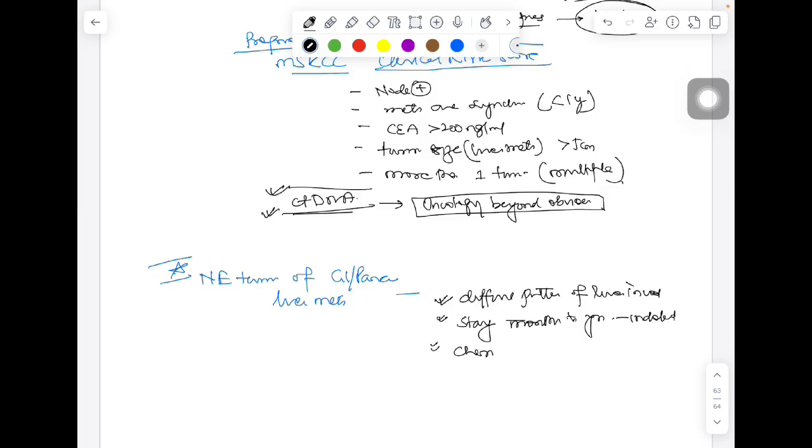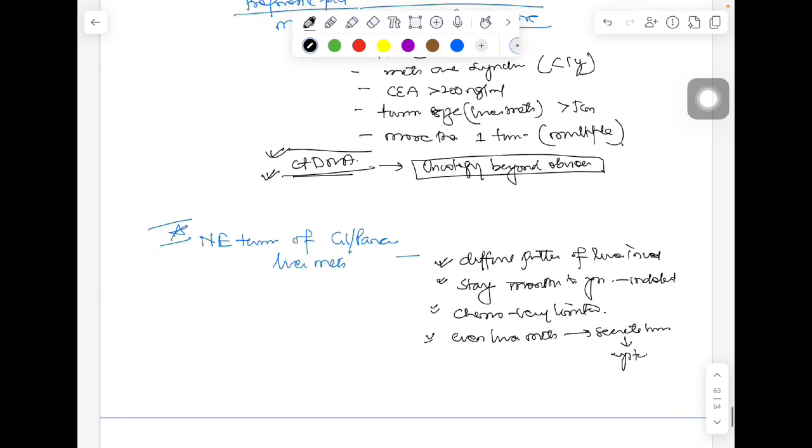The chemo options are very limited. So only platinum with etoposide. That's the only advancement seen, and there is no further advancement. So chemotherapy options are limited, and even liver mets secrete hormones, so systemic effects are there. Okay, so management: surgery.